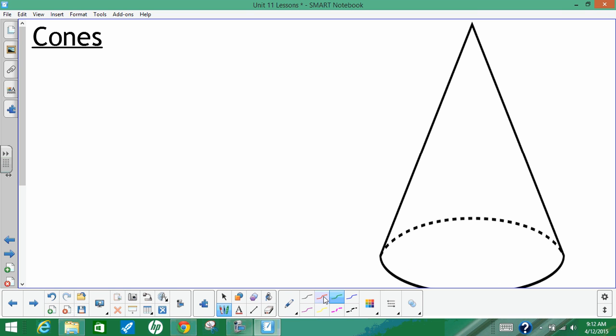A cone is going to have a radius, just like a cylinder. And of course, if we double the radius, that'll be the diameter. The base of the cone is a circle. It only has one base, as you can see. And then the height of the cone is if we go from the tip of the cone down to the center of the base, perpendicular. So perpendicular, remember, means it makes a right angle. That's the height of the cone.